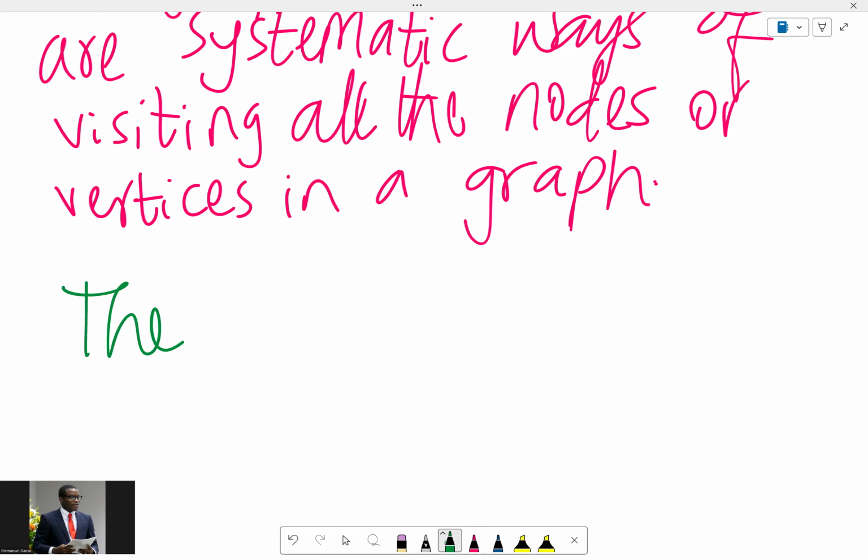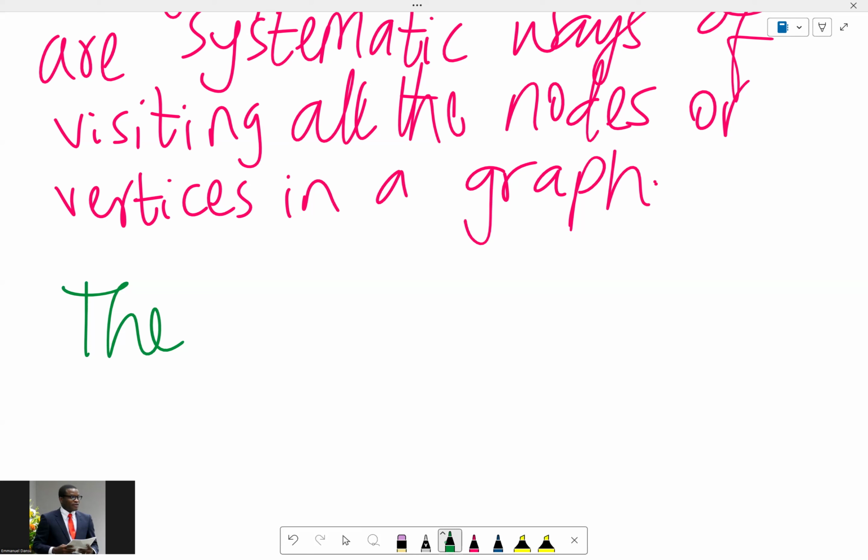To visit all the nodes or vertices in a graph is more like visiting all the districts of a community, or all the wards in a city, or all the local governments in a state, depending on where your location is, or probably all the counties in a state, or all the provinces of a country, or all the districts of a province, or whatever divisions there are.